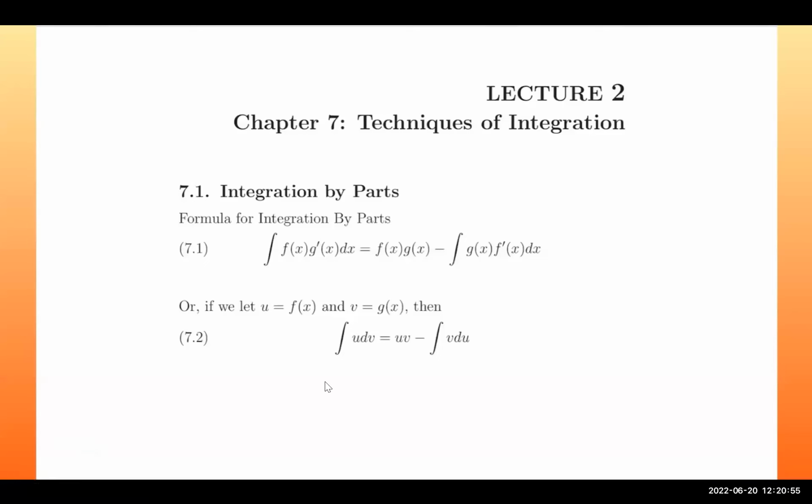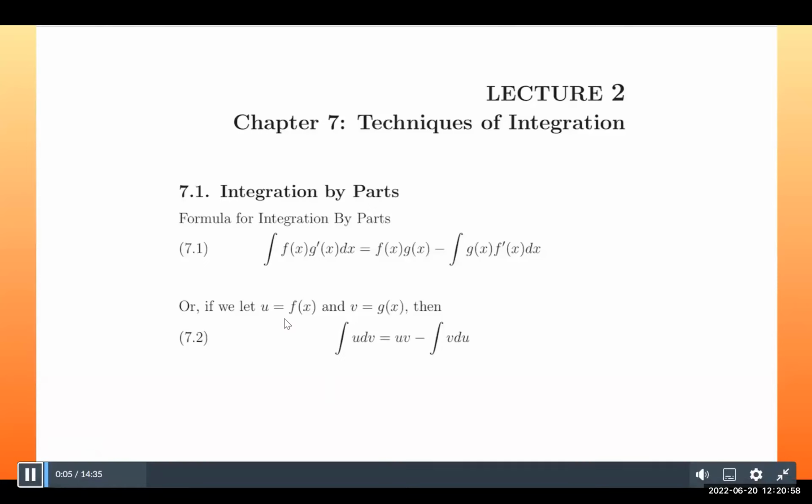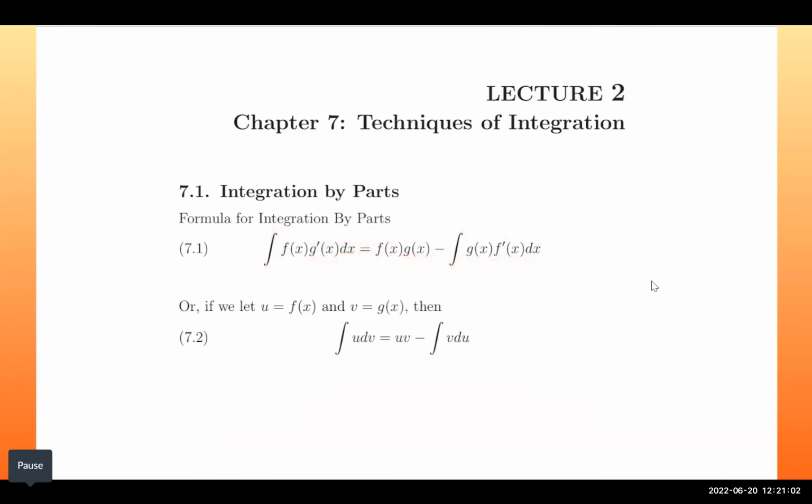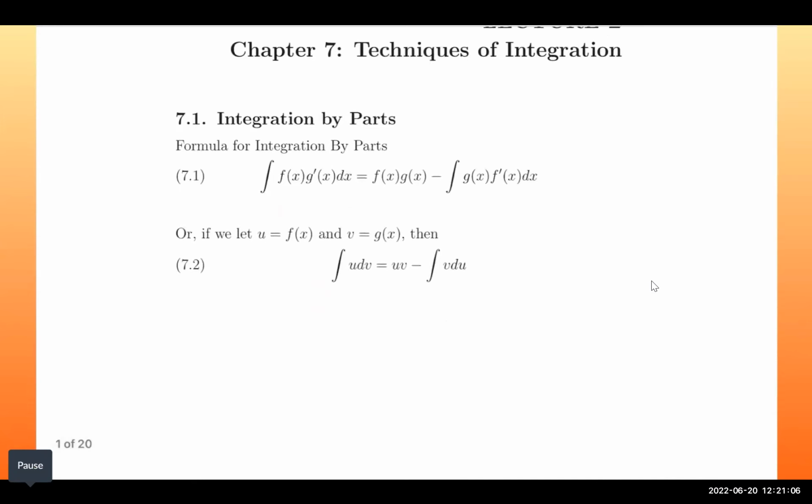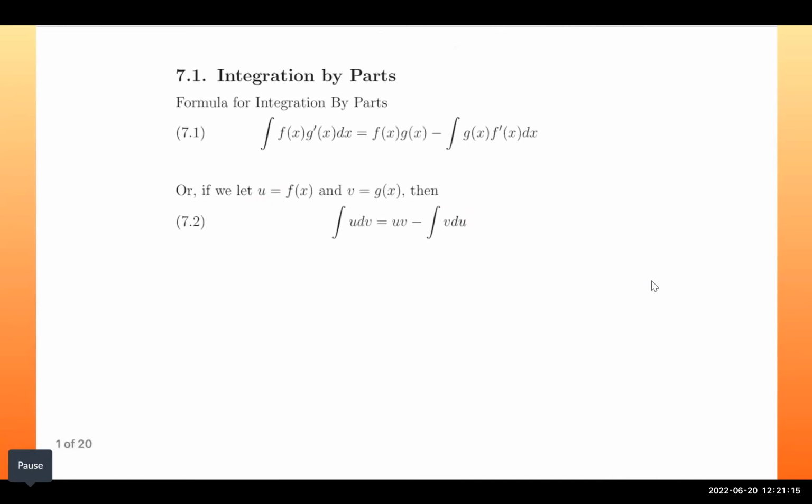This is 7.1, integration by parts. Here's a formula for integration by parts. It's a little bit complicated to look at it this way. I prefer looking at it this way. It's a little bit easier to remember. You always want to choose u to be the function that's easier to differentiate, or that will reduce a function into a smaller, lower degree.